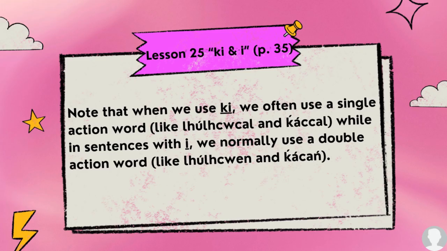From here, lesson 25 goes on to make sure we note that when we use ki, we often use a single action word like luchal and kakahal, while in sentences with E, we normally use a double action word like luchen and kachen. And we still need to learn more about exactly what that means.